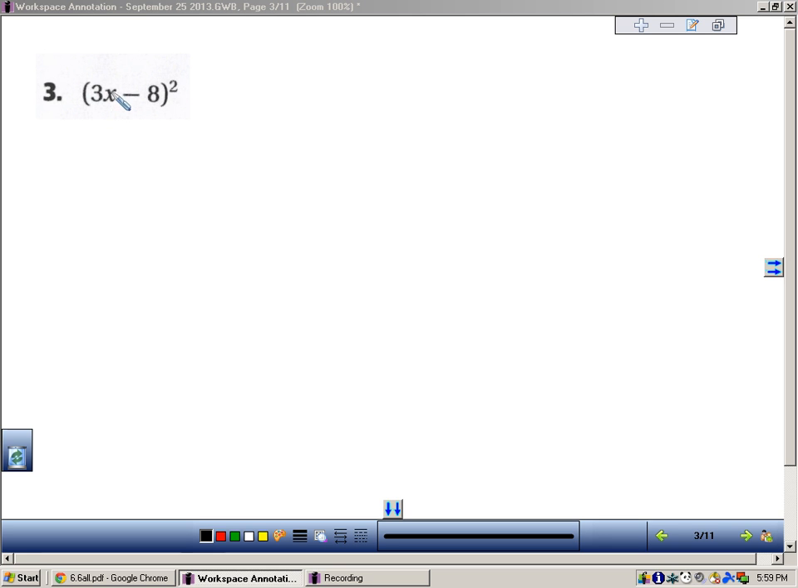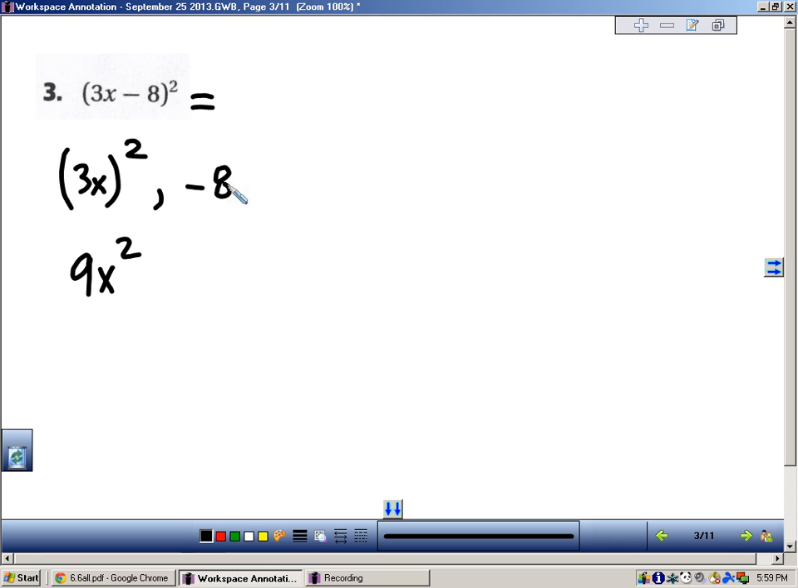So I'm going to take the first term and square it. So 3x squared, what would that be? I'm going to try the shortcut first. So this would be 3x squared, right? And that's going to give me 9x squared. Now let's take the last term, which is a negative 8. It also works for negatives. So negative 8 squared would be my last term, and negative 8 squared is positive 64.